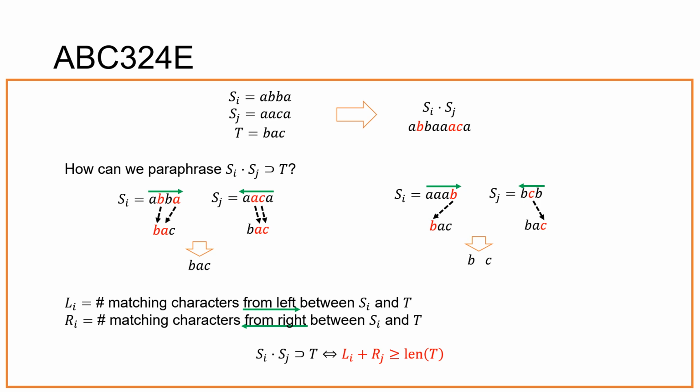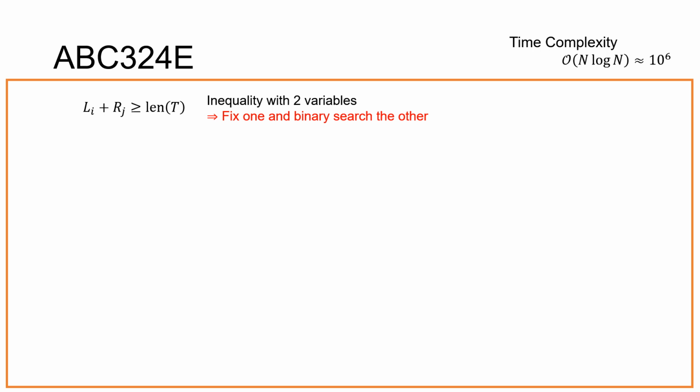Let's make this idea concrete. We define Li as the number of matching characters from left to right between Si and T, and similarly, Ri as the number of matching characters from right to left between Si and T. Then, the condition that Si, Sj contains T can be paraphrased as Li plus Rj is at least the length of T. So the problem is reduced to the number of pairs i and j satisfying this inequality.